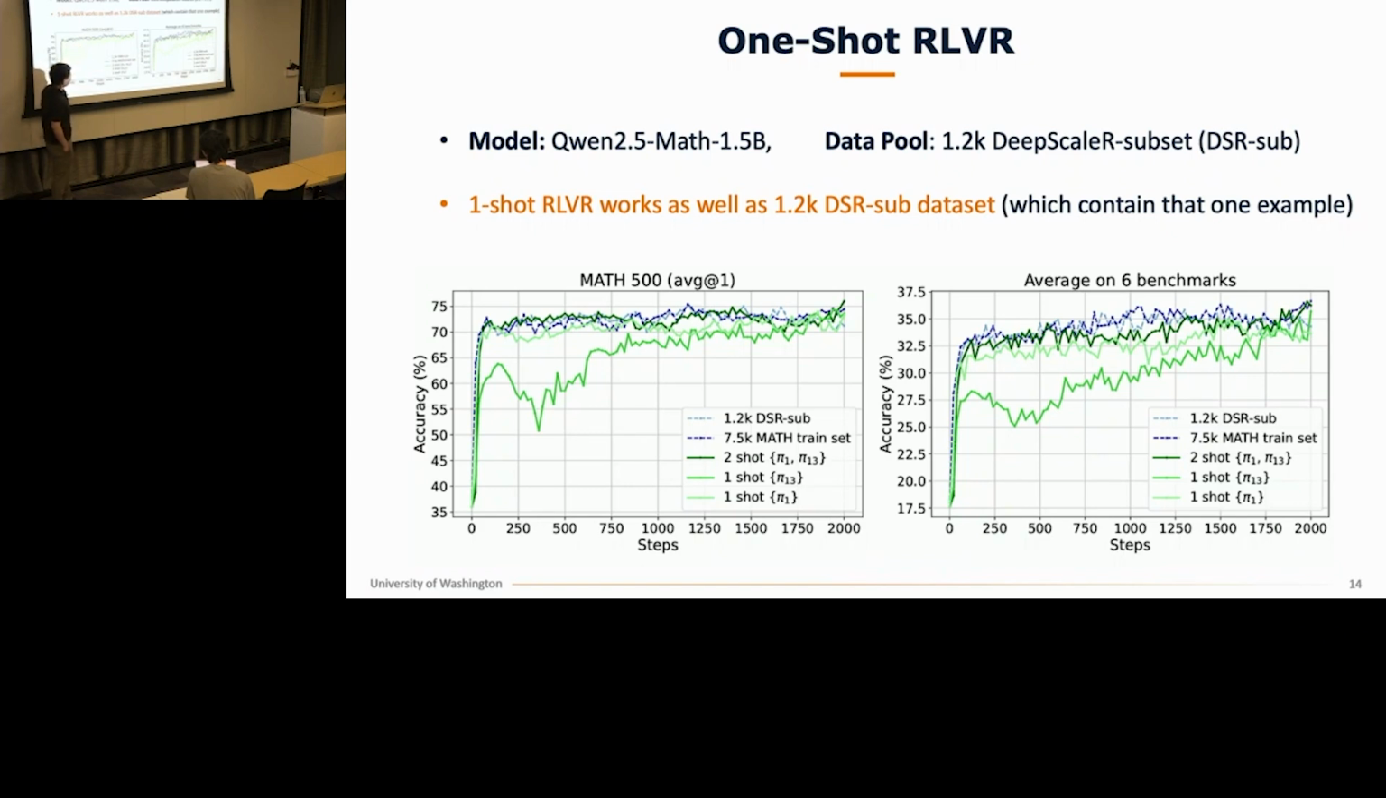Here I also tried 2-shot learning. Basically, we use these 2 examples as our training data. This corresponds to this line. You can see it's very similar to the performance of using the entire data set. And it's not only for this one particular data set; even when we evaluate on the 6 benchmarks on average, the performance in the end is quite close to using the entire data set. So this is what we can observe.